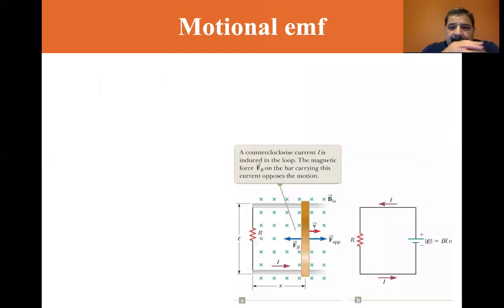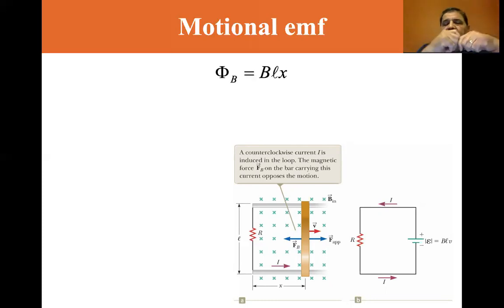Now here's a case, and this is actually a question in the handout on Thursday's lab. You can see that we have a moving bar on some rails. A counterclockwise current I is induced in the loop. The magnetic force FB on the bar carrying this current opposes the motion. So you have the F applied, but you have an FB going in the opposite direction.